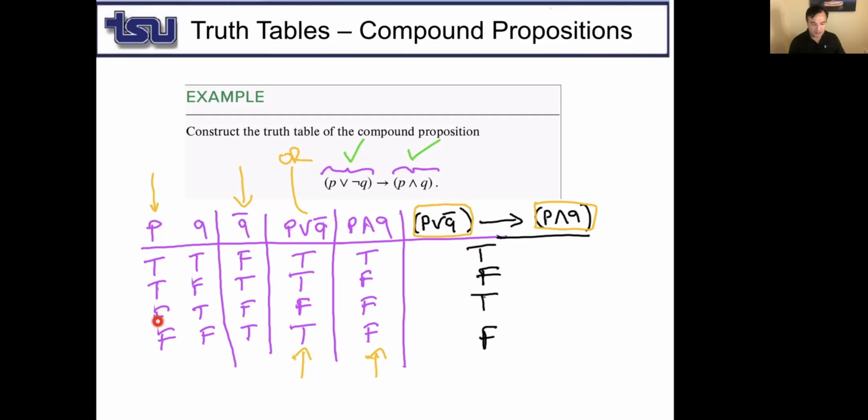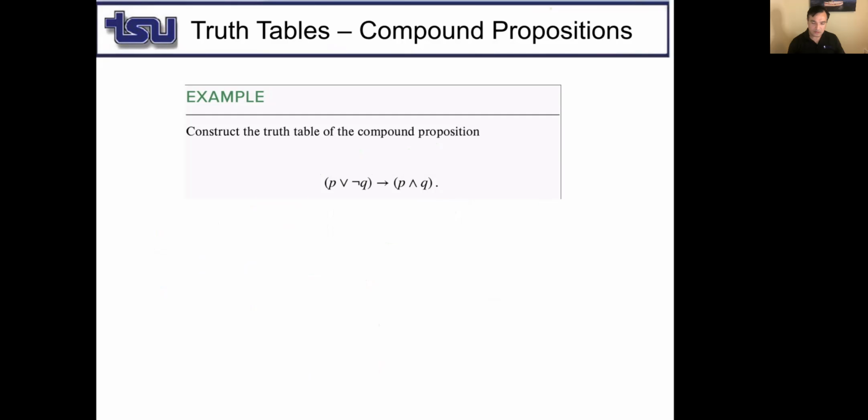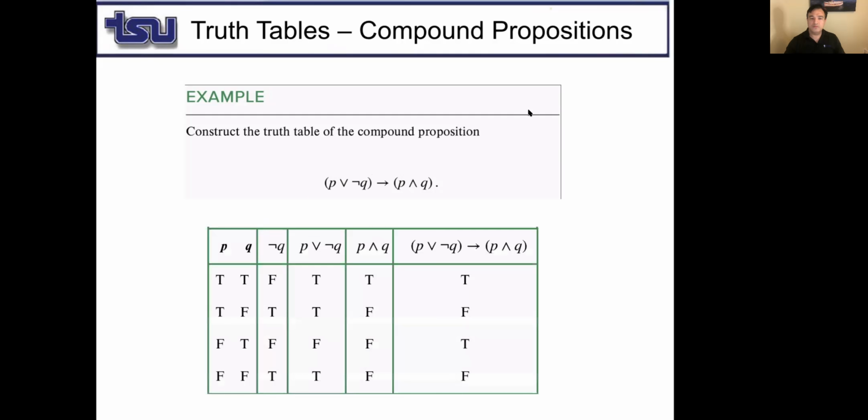If, let's say, P is false, Q is true, the compound proposition right here will be what? True. So that's what it means. And here you go. So that's how you do it.